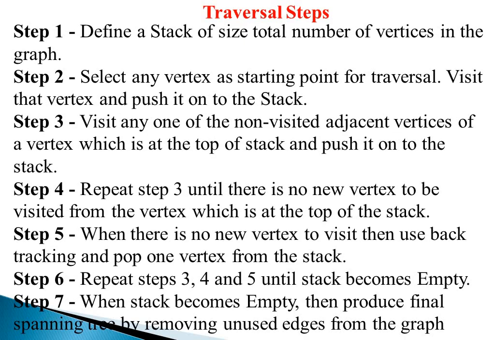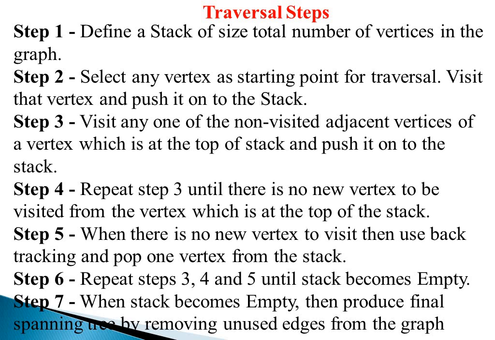What are the different steps for traversing with DFS? Step number one, define a stack of size equal to the total number of vertices in the graph. If you have an example, first you have to check the number of vertices in the graph, and that will be the maximum size of the stack. Step number two, select any vertex as a starting point of the traversal, visit that vertex and push it onto the stack. So we start from one source, which is the starting point, and one by one we add that vertex to the stack.